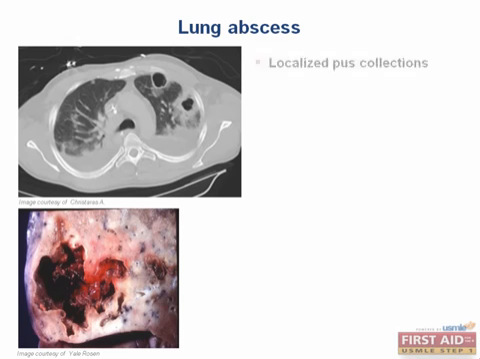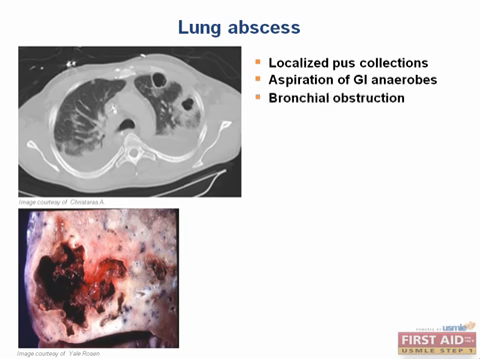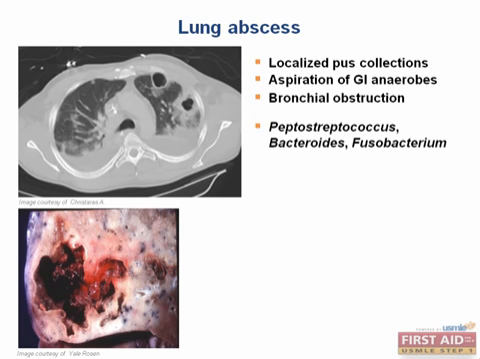Lung abscesses are a localized pus collection in the lung parenchyma. Lung abscesses are most often due to aspiration of GI anaerobes. You can also get it from bronchial obstruction, such as lung cancer. In general, these folks are sick, malnourished, older, or debilitated in some way. The typical bugs are anaerobes like Peptostreptococcus, Bacteroides, and Fusobacterium. They typically respond to clindamycin, which has excellent anaerobic coverage.